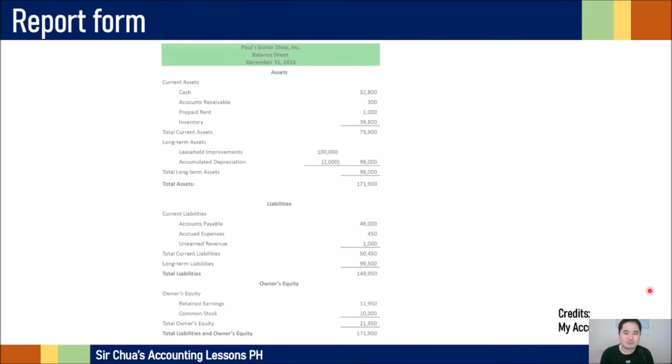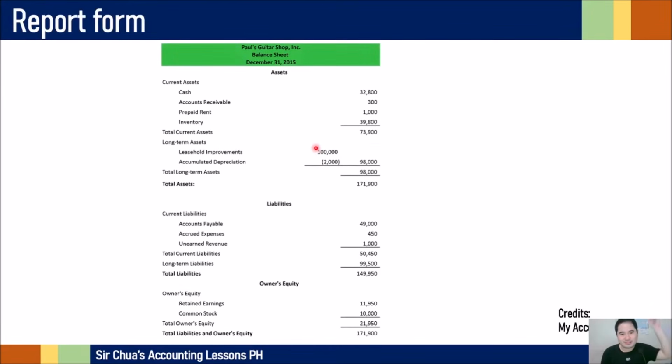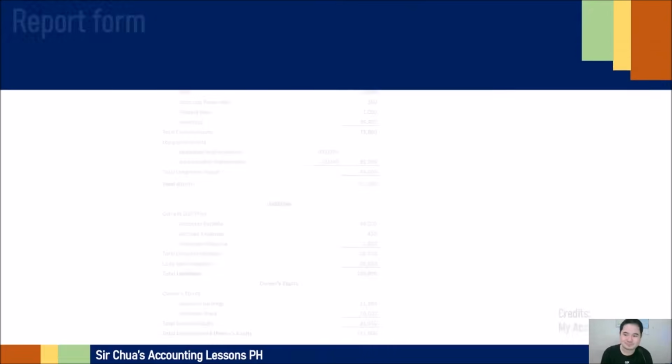Pag report form naman po, assets on the upper portion, liabilities and capital on the lower portion. Okay? Pero practically, in practice, sa labas, sa companies, karamihan naman po ng nire-release na FS ay report form. Wala pa po ako nakikita nag-prepare ng account form na balance sheet. But yun po kasi yung industry norm talagang pababa, report form.